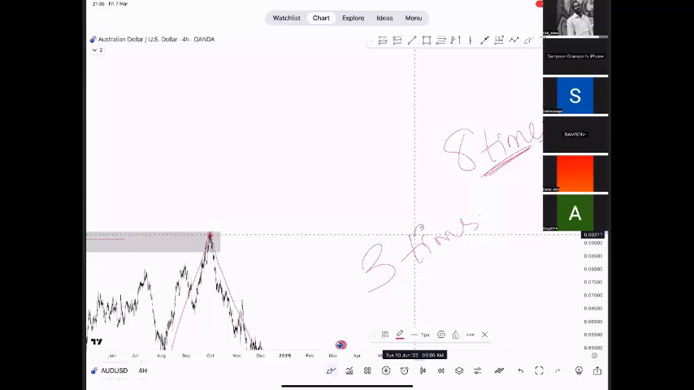So which means that a support zone that has been tested just 3 times is stronger than one that has been tested 8 times.